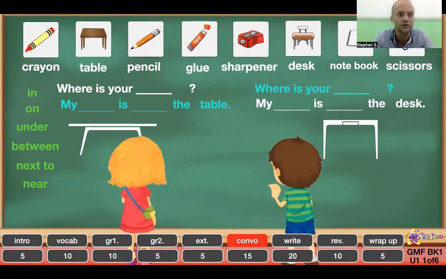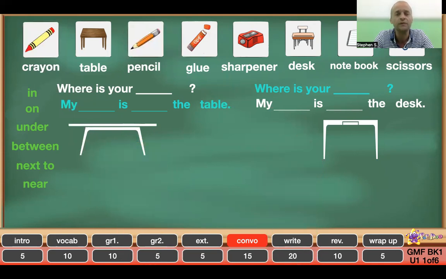We don't want all students using crayon and pencil and all students using under and next to. Okay, so you have to have variety there to make sure that everybody gets to hear at least different variations of the same pattern. All right, now once we've done that conversation part, we then move into our writing part.